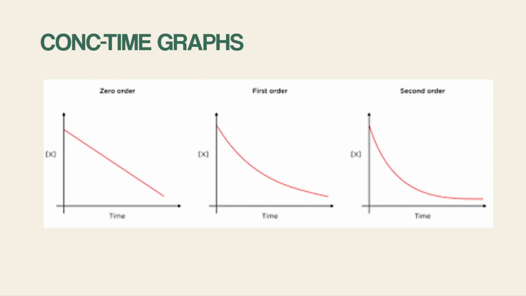Concentration time graph. So 0 order, you can see time on the X, concentration on the Y. As time increases, as time passes, obviously concentration is going to decrease because we've got a reaction going on. First order, you can see here, again with all of these graphs, the concentration is always decreasing, but it just gets a bit steeper each time.